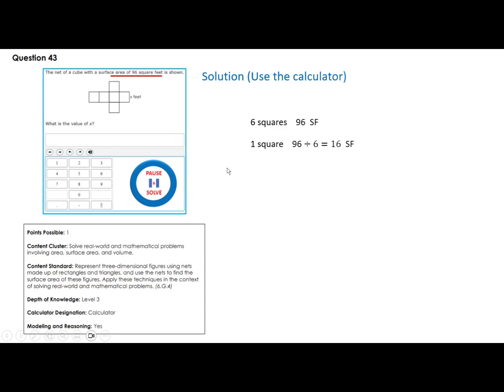1 square is 16. So each one of these is 16, okay? 16, 16, 16, etc. So now you have a square and the area is 16. So you're looking at the number here, multiplied by itself, you get 16. X squared is equal to 16. X is equal to the square root of 16, which is 4.